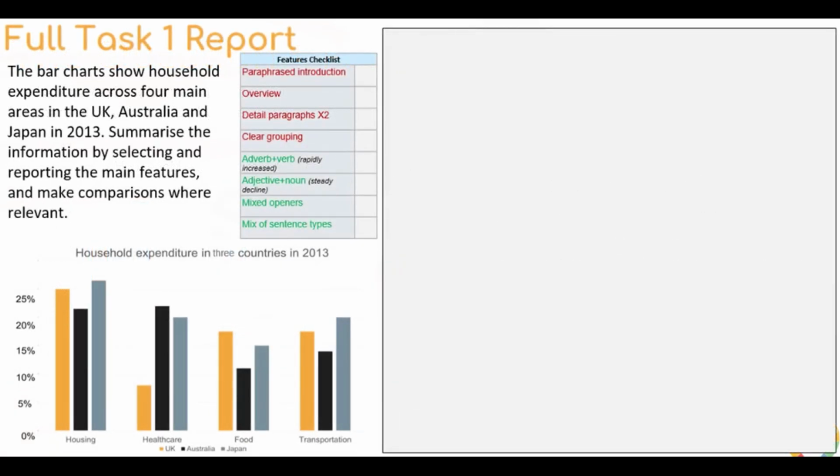We'll now move on to actually writing this report. So, I'm going to need to start with my paraphrased introduction. Again, let's take a look at the first part of the question. The bar charts show household expenditure across 4 main areas: housing, healthcare, food and transportation, in the UK, Australia and Japan in 2013. So, let's begin. The bar charts, the given, just change it a little bit.